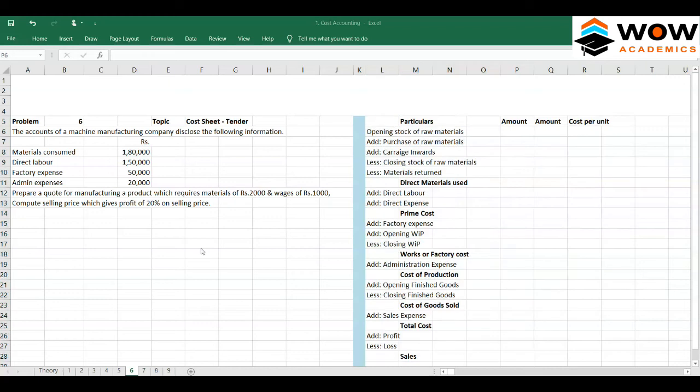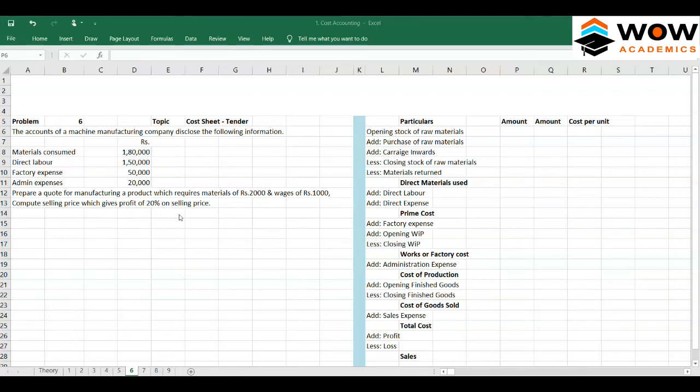So we'll start. Here they say that the accounts of a machine manufacturing company disclose the following information. Material consumed is 1,80,000. Direct labor is 1,50,000. Factory expense is 50,000. Admin expense is 20,000. Prepare a quote for manufacturing a product which requires materials of 2,000 and wages of 1,000. Compute selling price which gives profit of 20% on selling price.